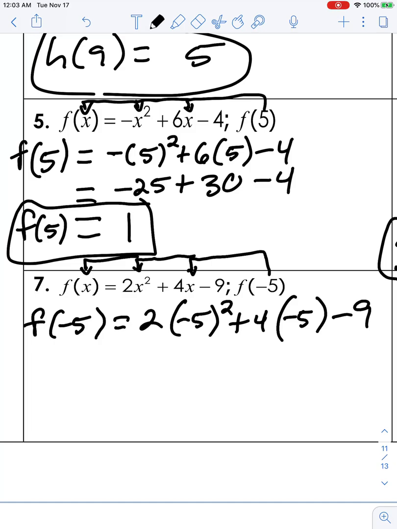Remember, exponents are going to be first because you can't do anything inside the parentheses. We've got to go by PEMDAS. Okay, parentheses, exponents, multiplication or division, whichever comes first from left to right, and then addition or subtraction, whichever comes first from left to right. So, first thing right here, we've got exponents. So, negative 5 in parentheses squared is positive 25.